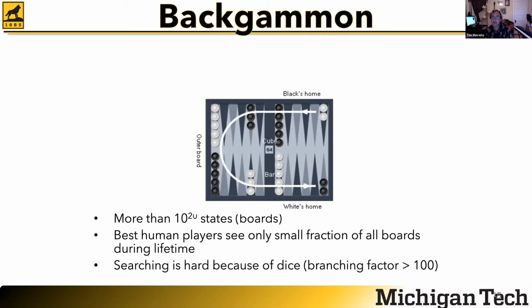Both because it's a huge number, but also because there are a lot of states that just don't make sense. Especially if they're good players playing other good players, there are states you wouldn't get into because good players don't make certain moves. So searching is hard because of the dice, which give a branching factor of greater than 100. That means every time you roll the dice, more than 100 things could happen, so for every board state you have more than 100 possible things that can happen from that board state.